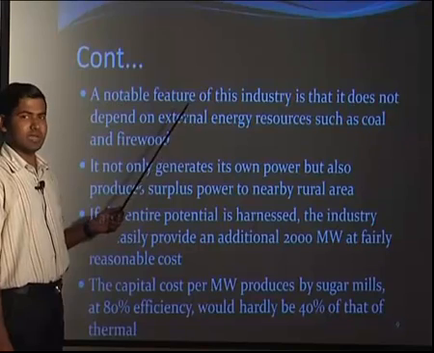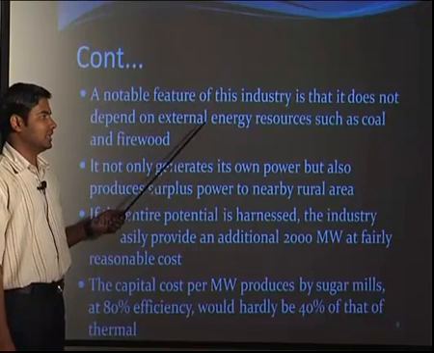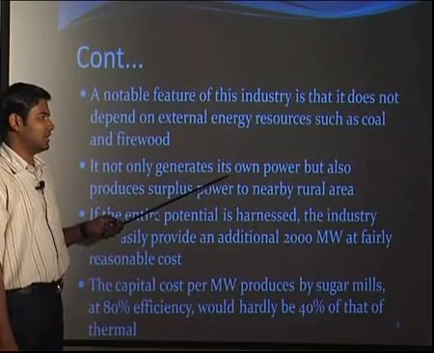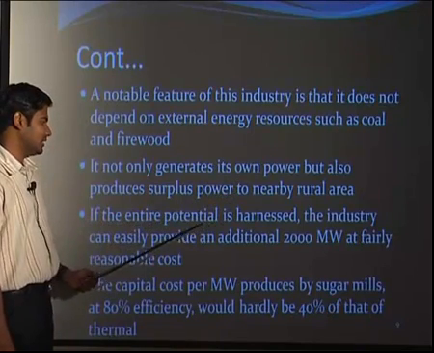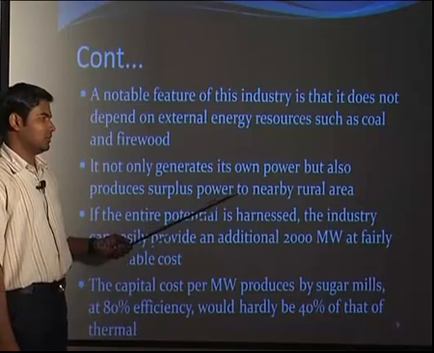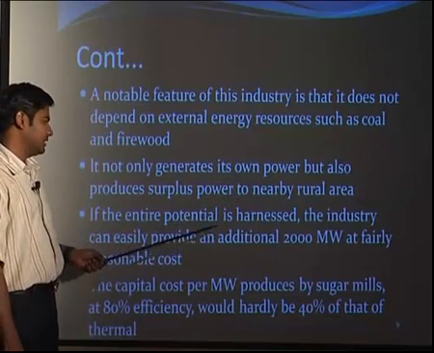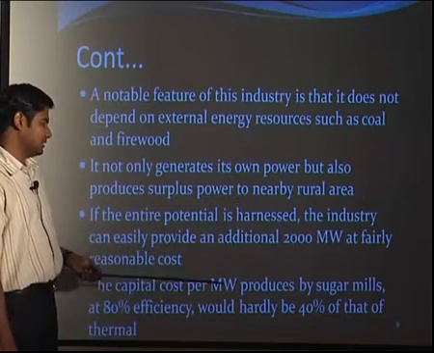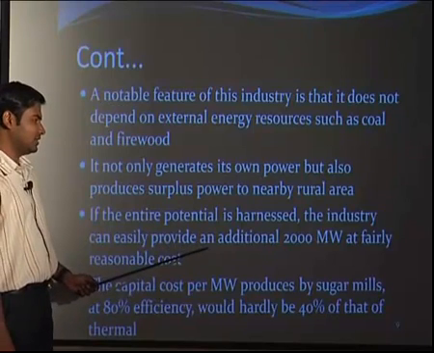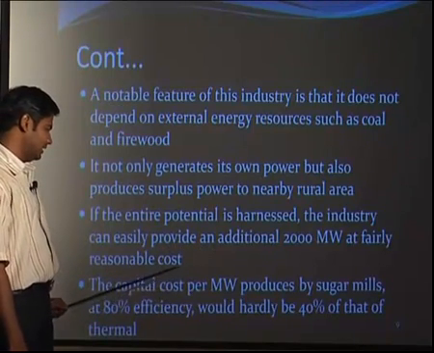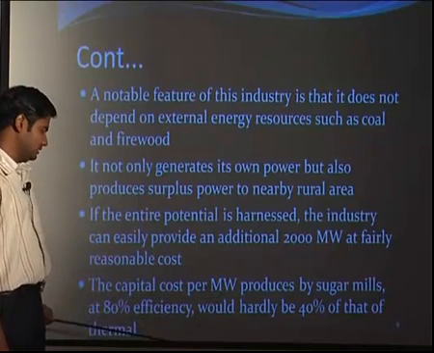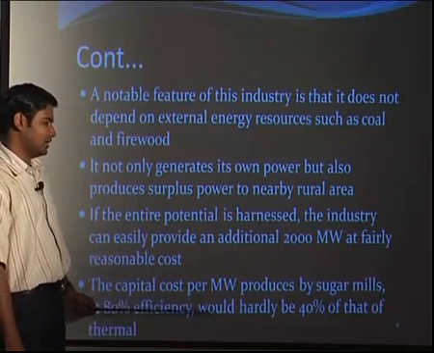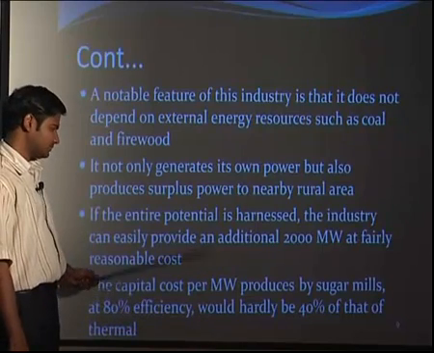So after burning bagasse, they get enough energy, and the extra energy they utilize to produce power, which we can supply to nearby rural areas, and they can earn more money through it. If the entire potential is harnessed, the industry can easily provide an additional 2000 megawatt at fairly reasonable cost. The capital cost per megawatt produced by sugar mills at 80% efficiency will hardly be 40% of that of thermal.